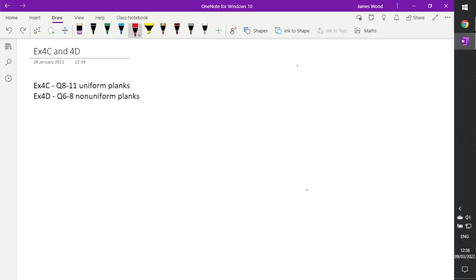Okay, so exercise 4C and 4D are about these two different scenarios. I would suggest you just work on these questions, so maybe 8, 9, 10, 11 from 4C, which is about uniform planks, and then question 6, 7, 8 from 4D, which is non-uniform planks.